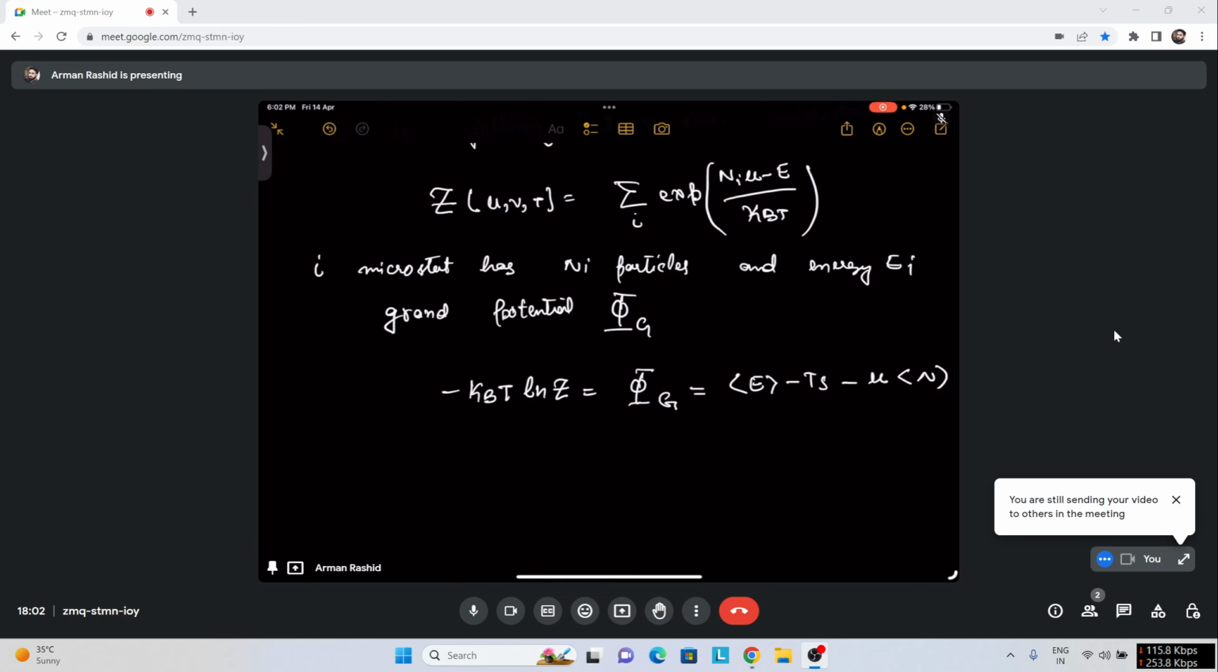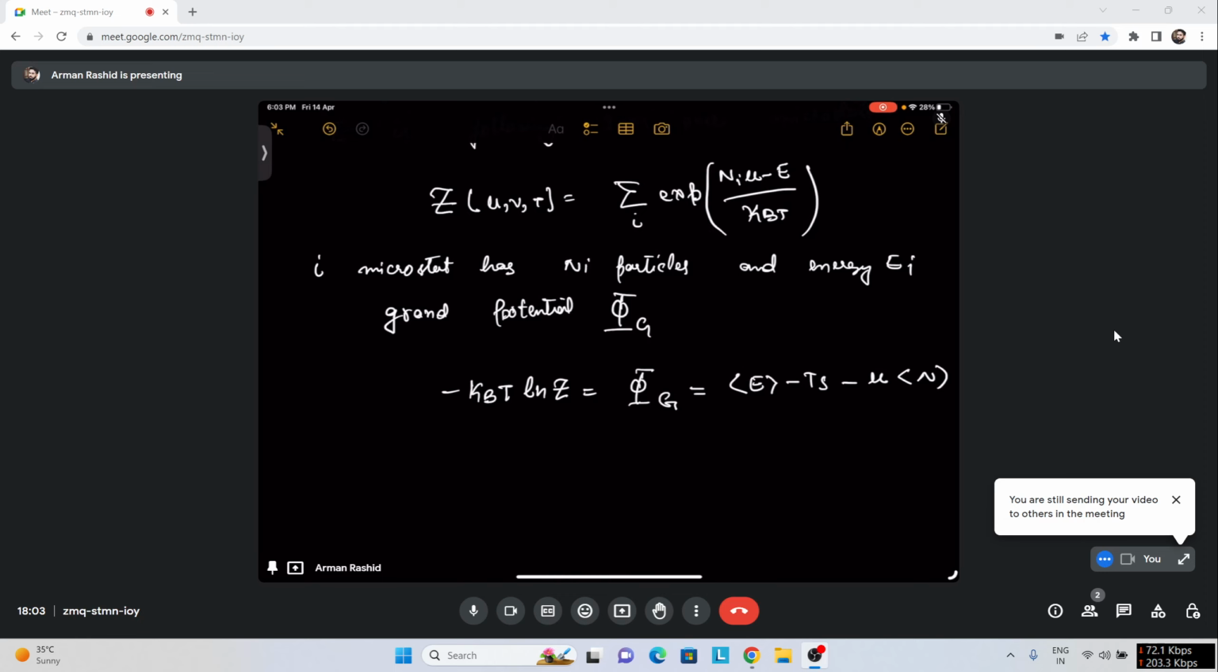Now this is very important to note: the number of microstates in a grand canonical ensemble may be much larger than that of a canonical ensemble, because here we consider not only the variation in the energy, but also the variation in the particle number. Again, the utility of the grand canonical partition function is that it is related to the probability that the system is in the state i.